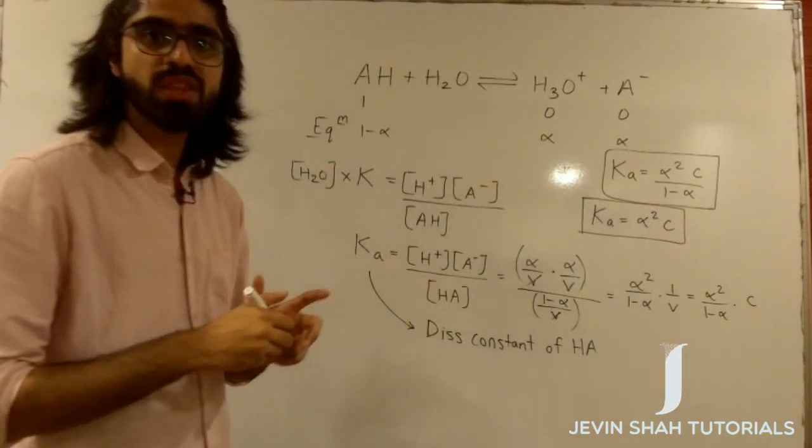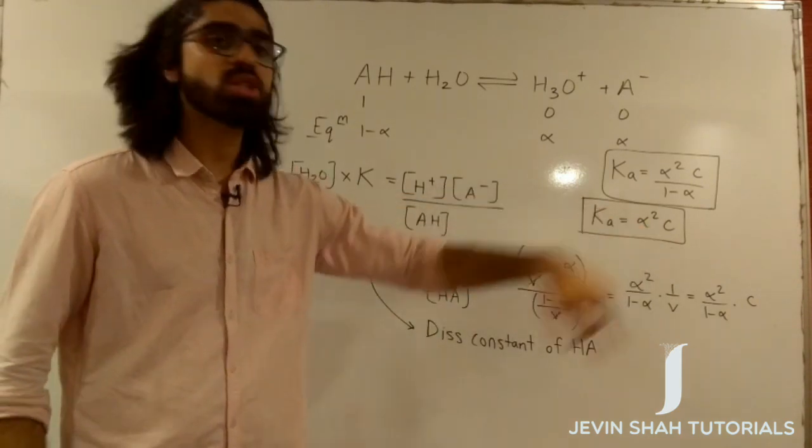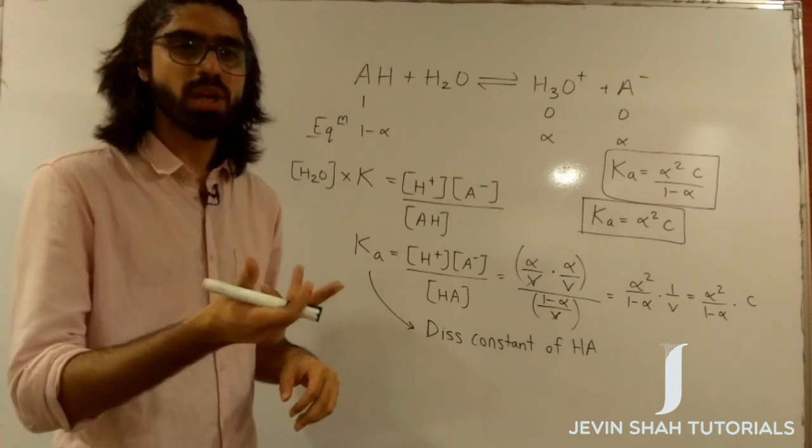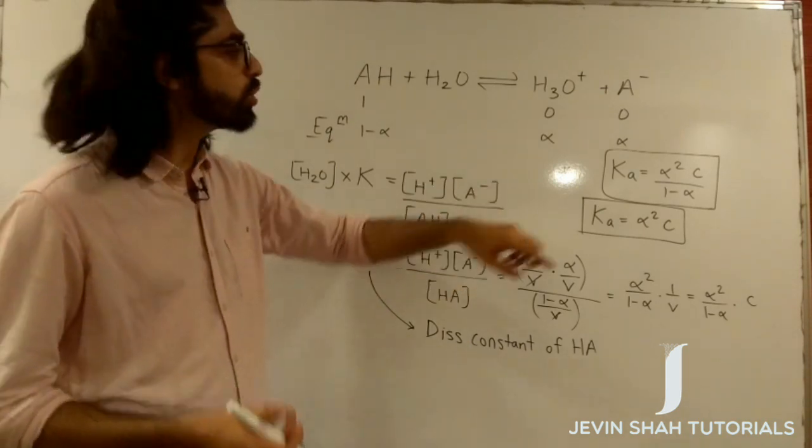Now most often the formula used is Ka is alpha square into C, but in JEE Mains there was one question where they were actually expecting you to use this formula.